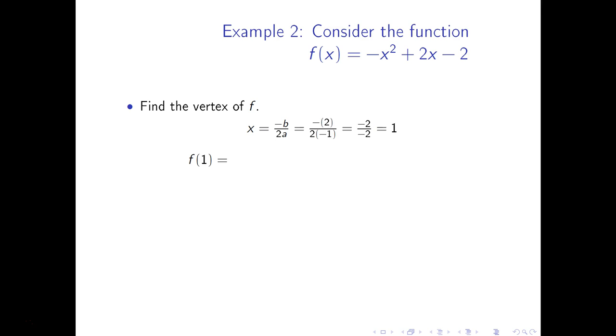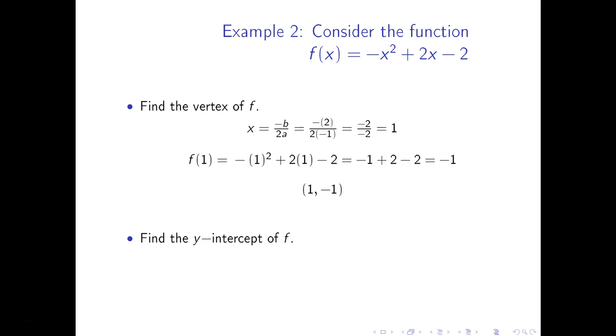We like that. We plug that back in. I get negative 1 squared, negative times the quantity, 1 squared. And then I have 2 times 1. So that's going to give me negative 1 plus 2 minus 2, or in other words, negative 1. So my vertex is the point 1, negative 1. Okay. So hopefully you got that. You're feeling comfortable. Maybe there's a little arithmetic mistake. That's okay. We'll try to work out those little flaws.